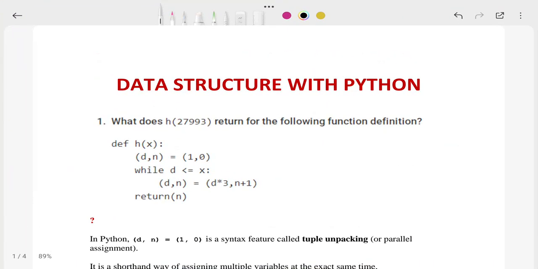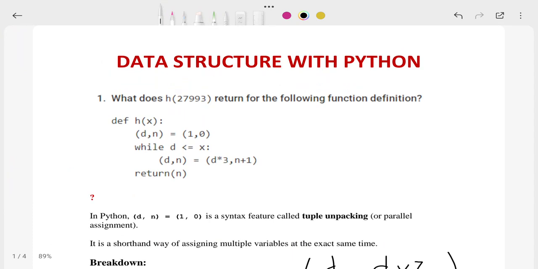Hello students. So today again we are coming to our next lecture, that is the data structure with Python, and today we will solve many questions. These are very important for your placement as well as for your NPTEL courses.